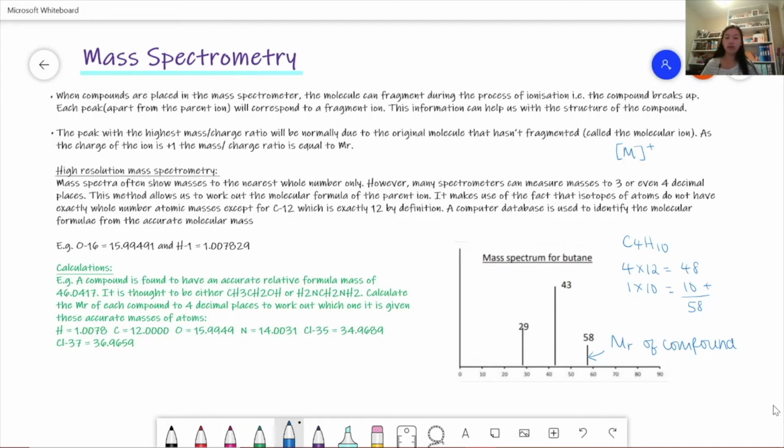So for CH3CH2OH, we add up 2 12s, so we've got 24 for the carbons, and then we've got 6 hydrogens, so we do 6 times 1.0078, and then we add on an oxygen, 15.9949, and this gives us 46.0417.